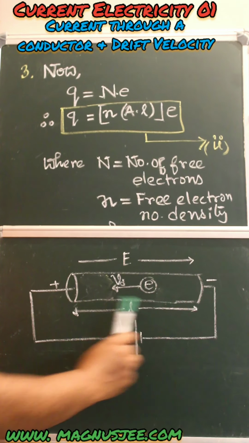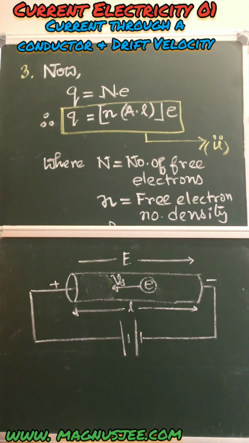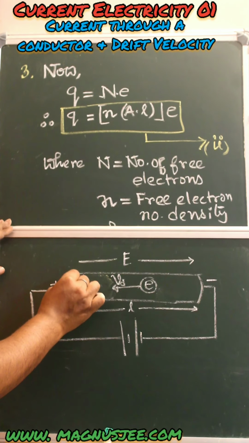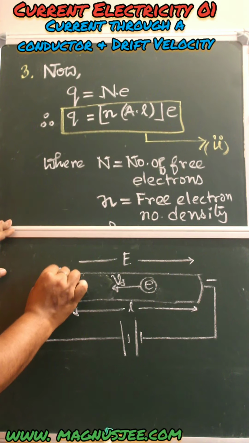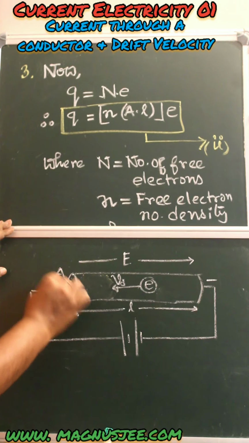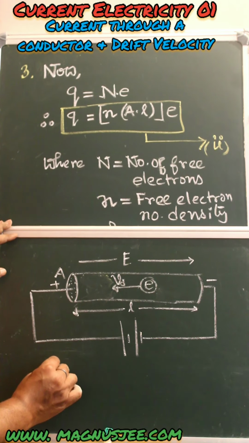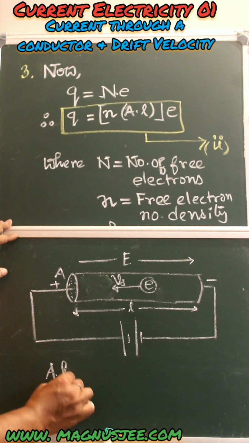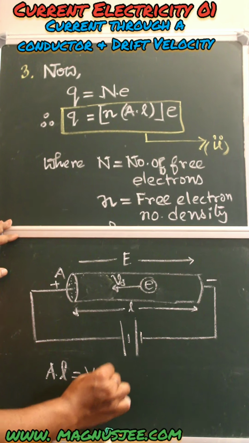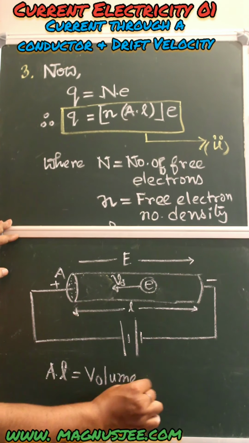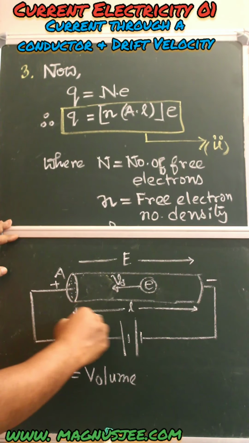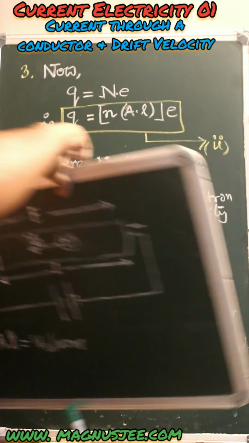Now in the diagram, L is the length of the conductor and A is the area of cross section of the conductor x1, x2. A dot L is the volume of the conductor x1, x2. This is the conductor and the total volume is A dot L.